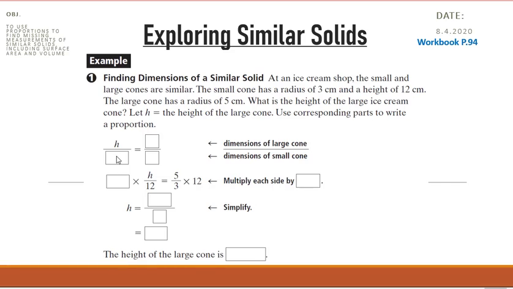Okay, here we have h corresponding to the height of the large cone. The height of the small cone is 12. Then we calculate 5/3. We have the radius 5 for the bigger one, and then the radius here. The ratio of the radii is 5 to 3, correct?